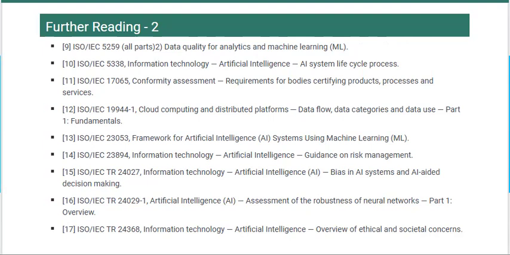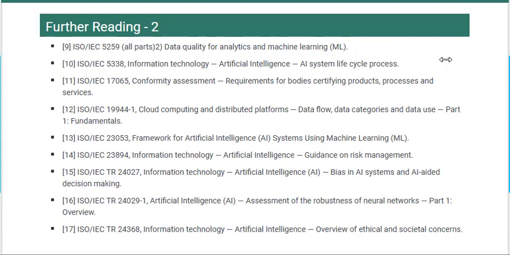12. ISO/IEC 19944-1, Cloud Computing and Distributed Platforms Data Flow, Data Categories, and Data Use, Part 1, Fundamentals. 13. ISO/IEC 23053, Framework for Artificial Intelligence, AI, Systems Using Machine Learning, ML. 14. ISO/IEC 23894, Information Technology, Artificial Intelligence, Guidance on Risk Management. 15. ISO/IEC TR 24027, Information Technology, Artificial Intelligence, AI, Bias in AI Systems and AI-Aided Decision-Making.